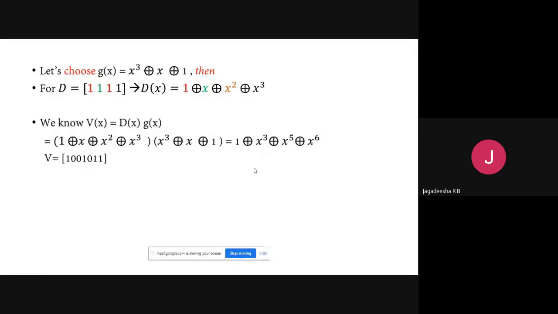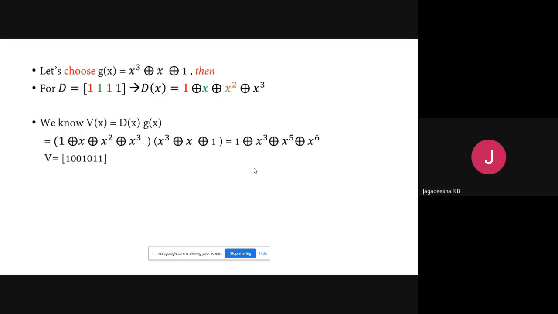Okay, so the first step is over. We have chosen the generator polynomial. Then we need to check the data, right? Data is given here. The first data is 1 1 1 1. When you represent it as a polynomial, d of x is 1 plus 1 multiplied by x plus 1 multiplied by x square plus 1 multiplied by x cube.